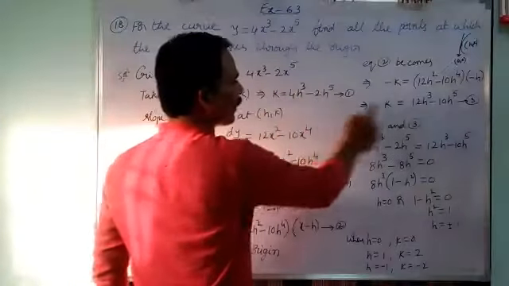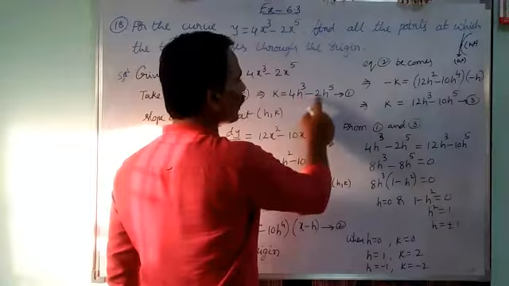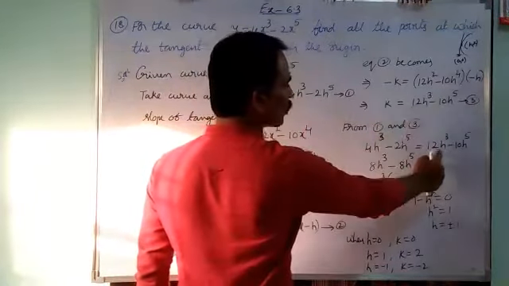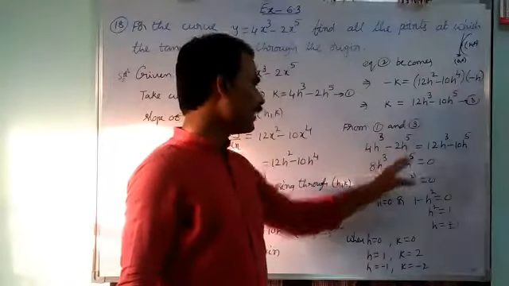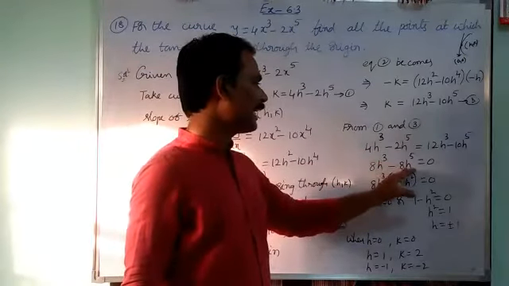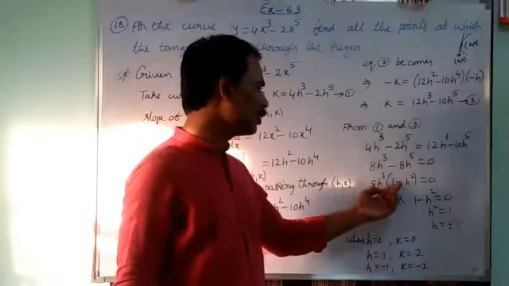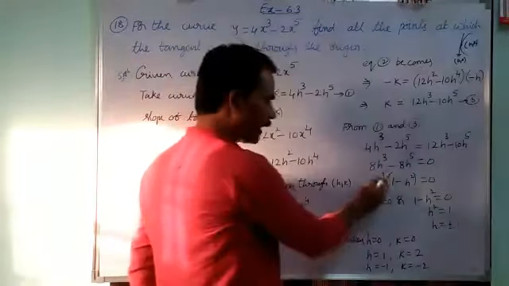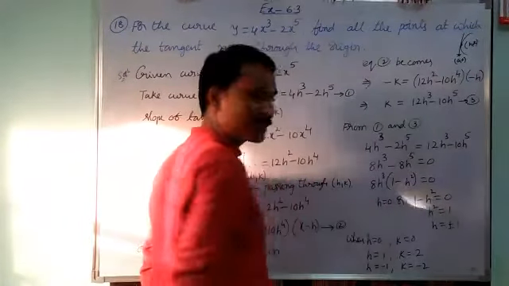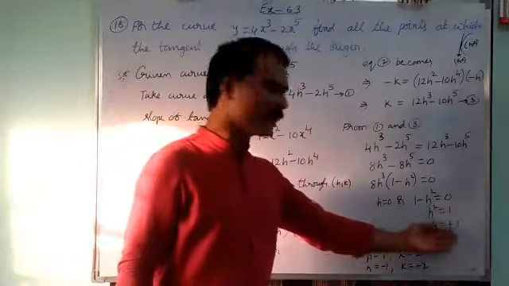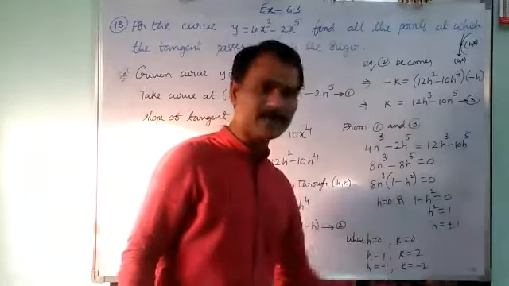This is the k value and this is also the k value. Comparing these two equations, what do you get, guys? 4h cube minus 2h to the power of 5 is equal to 12h cube minus 10h to the power of 5. Equate that. By simplifying, 8h cube minus 8h to the power of 5 is equal to 0. Take common: 8h cube into 1 minus h square equal to 0. 8h cube equal to 0 means the h value is 0. 1 minus h square equal to 0 means h square equal to 1, so h is equal to plus or minus 1. That means h has three values: one is 0, and the other is plus or minus 1.